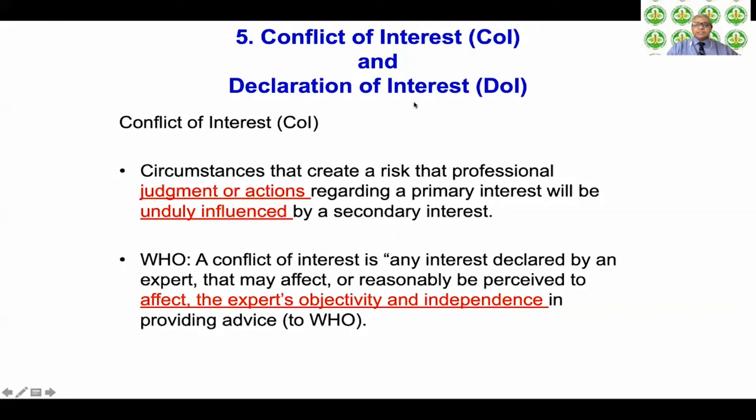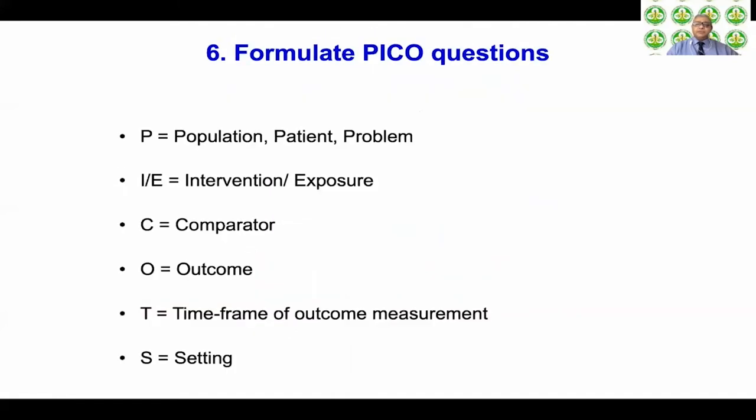So what is usually done is every member should fill a standard form, which is called a declaration of interest form. And then the steering group looks for conflicts of interest to judge if there is anything which can impact the independence of this person in that particular group. Then, of course, the next key step is to formulate questions which need to be addressed through the guideline.